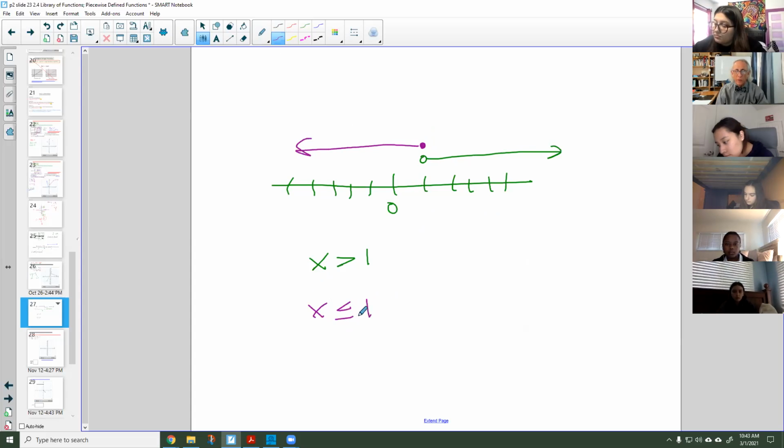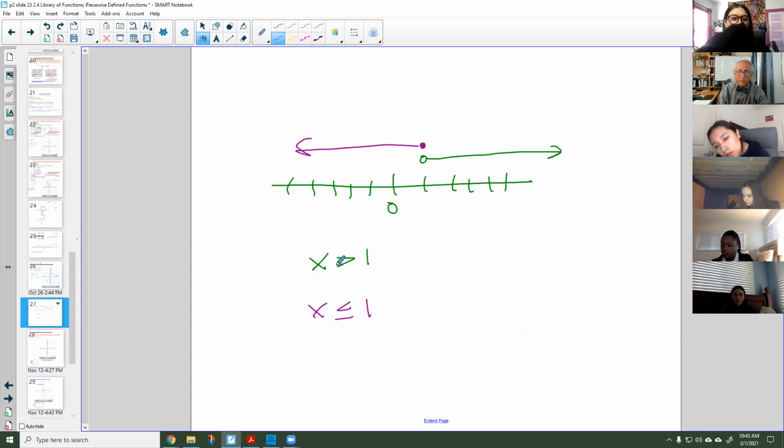It's not saying less than or equal to -1. It's saying less than or equal to 1. Brooklyn, am I making sense here? Yeah, I mean, I guess I thought they were different, but they're not.